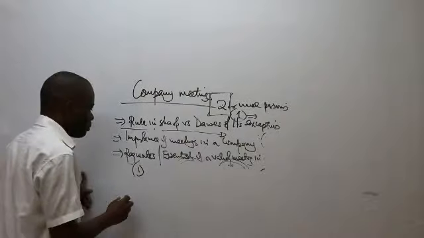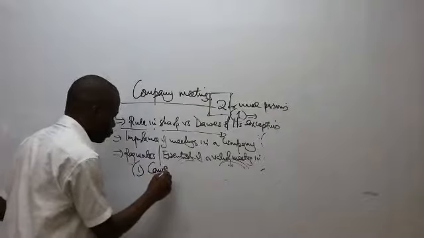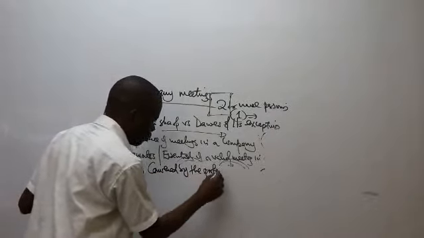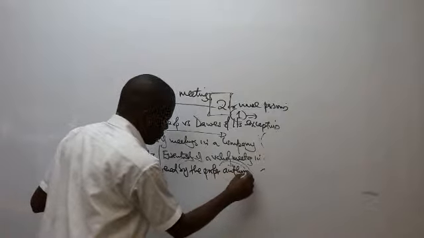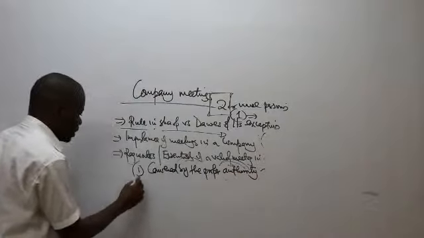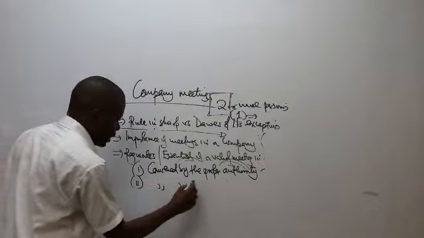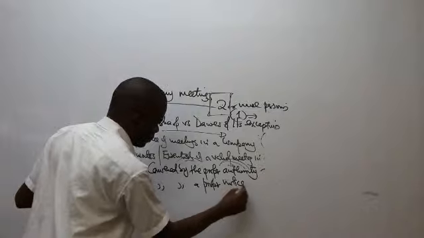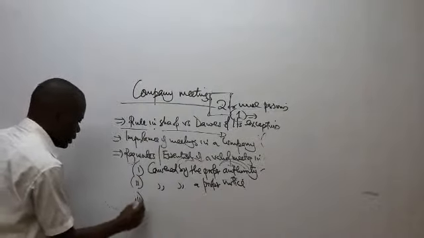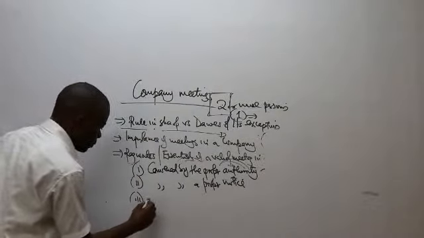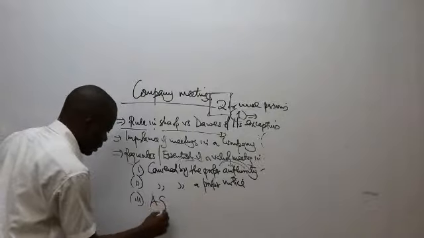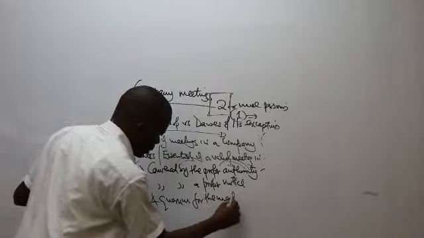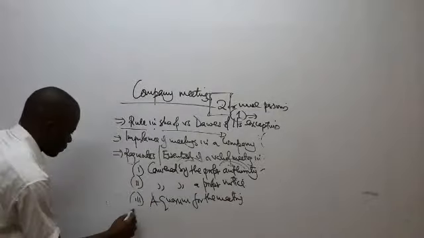Number one, the meeting must be convened by the proper authority. Number two, the meeting must be convened by a proper notice. Then, number three, there must be a quorum for the meeting.